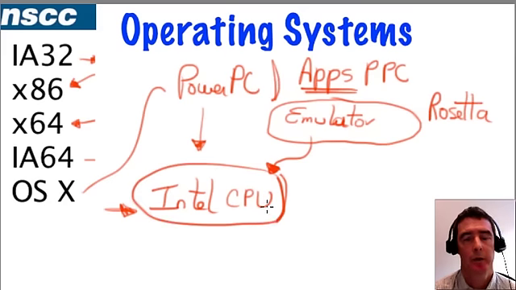In today's operating system, Mountain Lion, Rosetta is no longer used, and all apps have to be written in the native Intel instruction set.